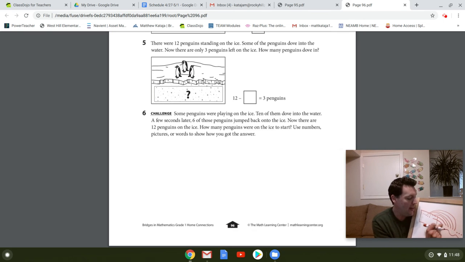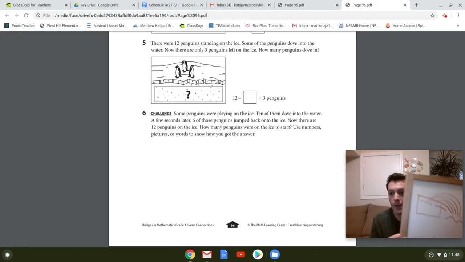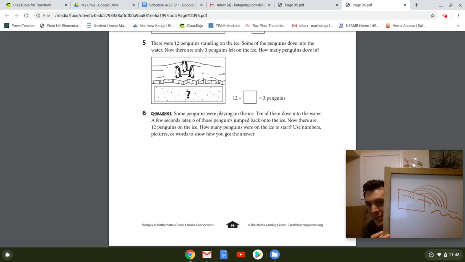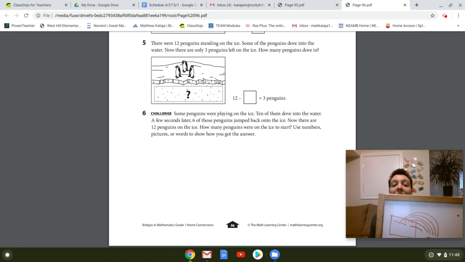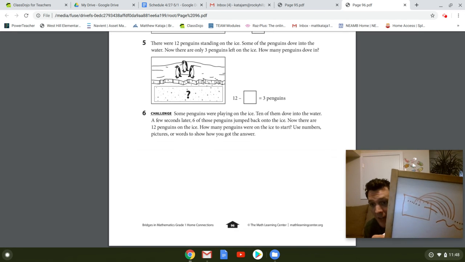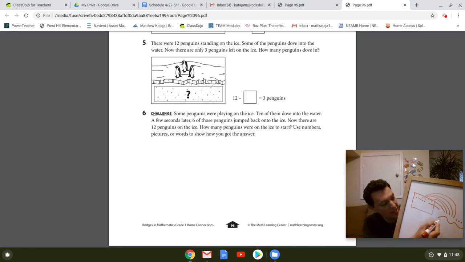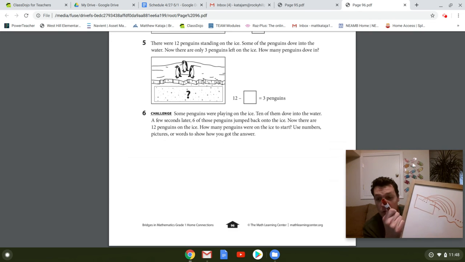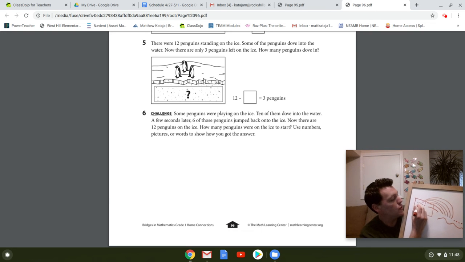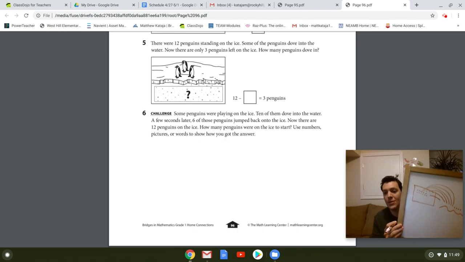And now how many are left in the water? That's the key to solving this. So 6 went back on the ice. Then there's another step. Now there are 12 on the ice. So we had 6 go back on the ice, and it says now there are 12. So you would make sure to add 6 more. 1, 2, 3, 4, 5, 6, 7, 8, 9, 10, 11, 12. Now I have 12 penguins on the ice.